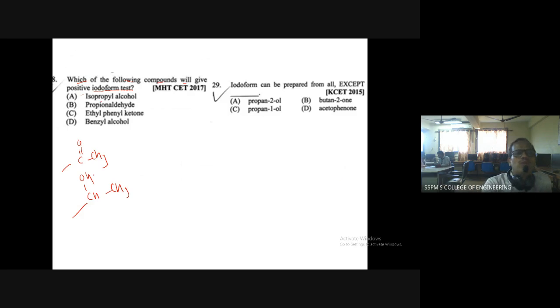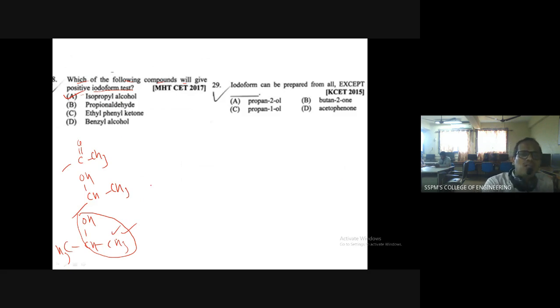Look at isopropyl alcohol. Iso means the OH is at the second position of propane, with CH3 on either side and the CH in the middle. So the CHOH CH3 group is present here. Which of the following compounds will give a positive iodoform test? Yes, isopropyl alcohol will definitely give it, because its structure is CH3 CHOH CH3 and it has the CHOH CH3 group, so it will definitely give the iodoform test.